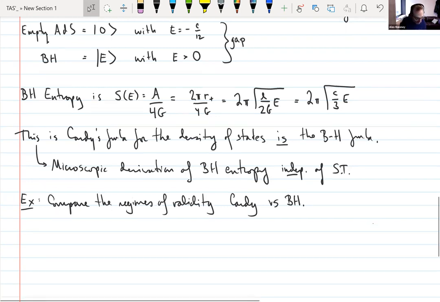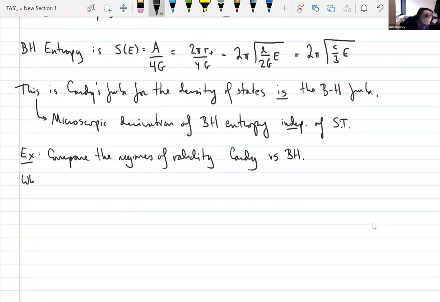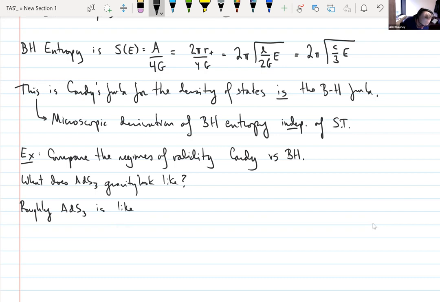Okay, good. Okay. So let's try and be a little bit more careful in our discussion of what AdS3 gravity looks like. And in particular, I don't want to just talk about general relativity. I want to talk about a general theory of gravity. General relativity plus stuff. Okay? So roughly, AdS3 is like a box of some size. And in particular, it's a box of size L with reflecting boundary conditions.